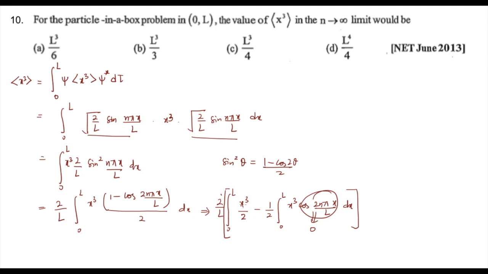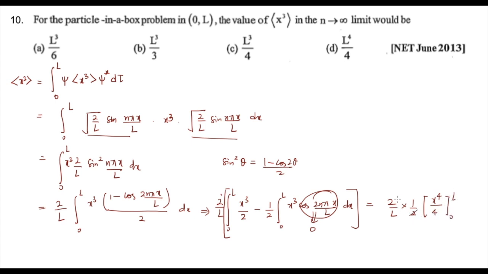So the integral of x cube will be x to the power 4 upon 4. So what you will get is 2 upon L, and into this 1 upon 2 also, which I am just taking out. X cube will get integrated and it will be x to the power 4 upon 4, from 0 to L.